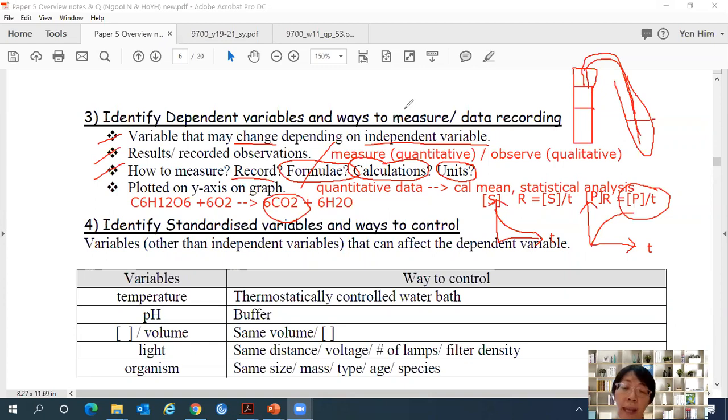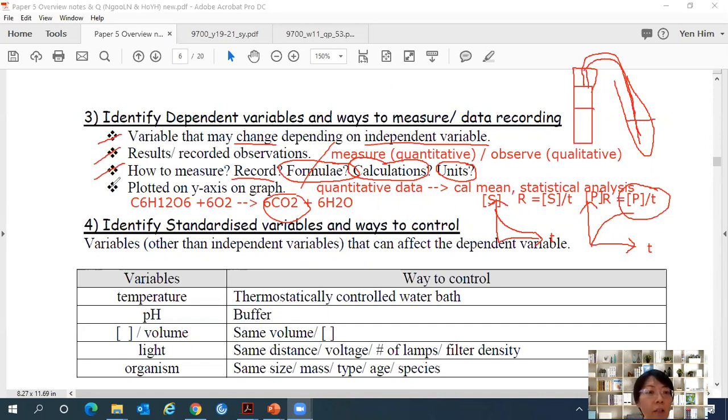Yes, you can put per second if it's very short time, or else you can put per minute. Because it's number of bubbles per minute, you can put per minute. If it's very short time, you can put per second. So it's correct. Therefore you cannot assume that the unit must always be cm cubed per minute. It must depend on the apparatus that you use and what you measure. That one you must be very careful.